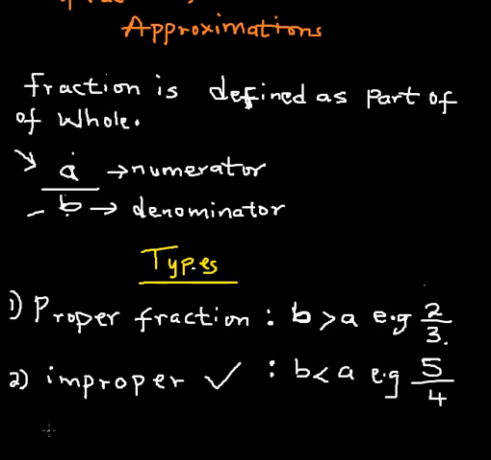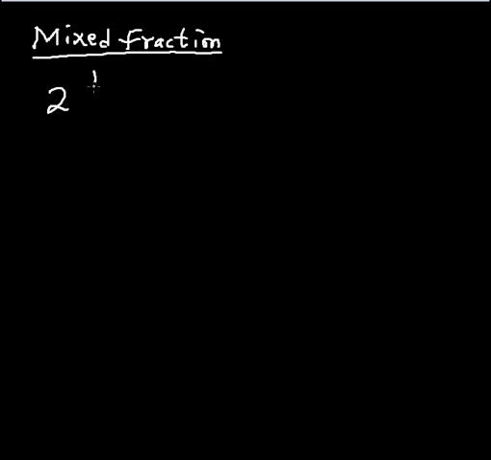The last type of fraction that we're going to look at is known as a mixed fraction. As the name implies, it's a fraction that is mixed with a whole number. Which simply means that such a fraction like 2 whole number 1 all over 3 is a mixed fraction.